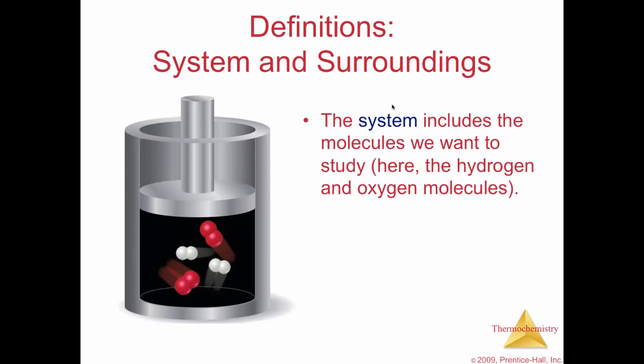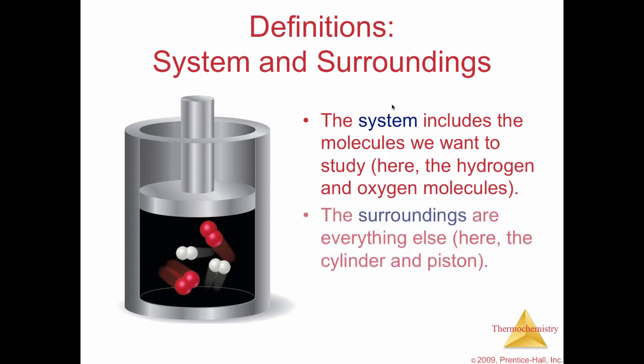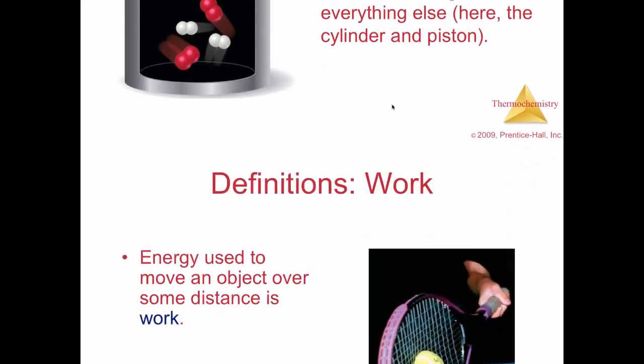System and surroundings. The system includes the molecules we want to study. Here in this picture, the hydrogen and oxygen molecules. And the surroundings are everything else. Here, it's the cylinder and the piston.